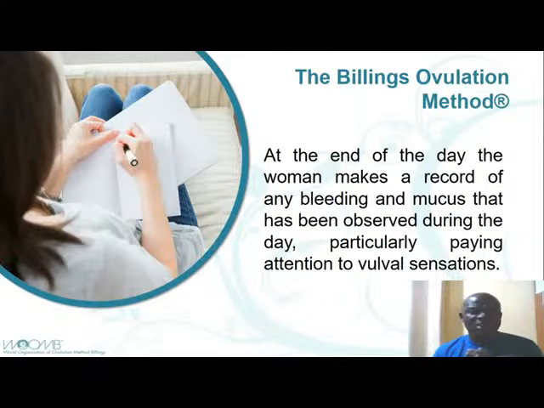At the end of the day, the woman makes a record of any bleeding and mucus that has been observed during the day, particularly paying attention to the vulva sensation. And as I said earlier, the sensation that you feel at the vulva is the most reliable and recommended. But in the Billings Ovulation Method, you will have those two columns for the physical and for the sensation. We combine them together under the app, and we are able to interpret.